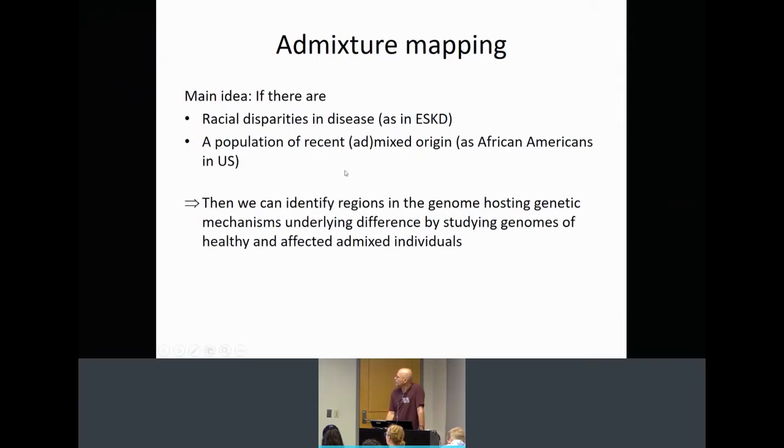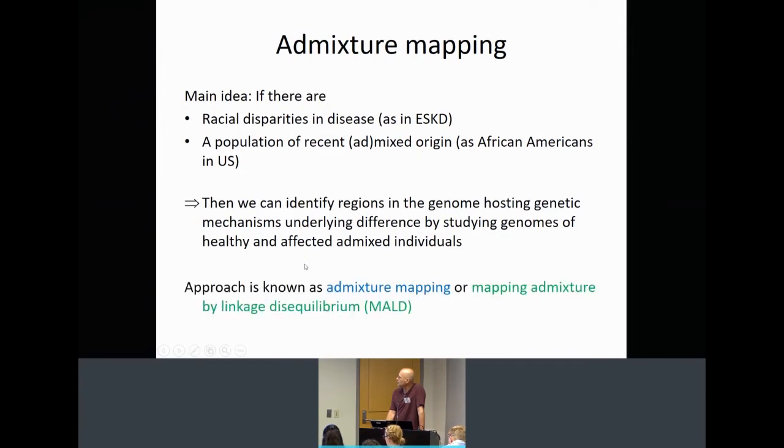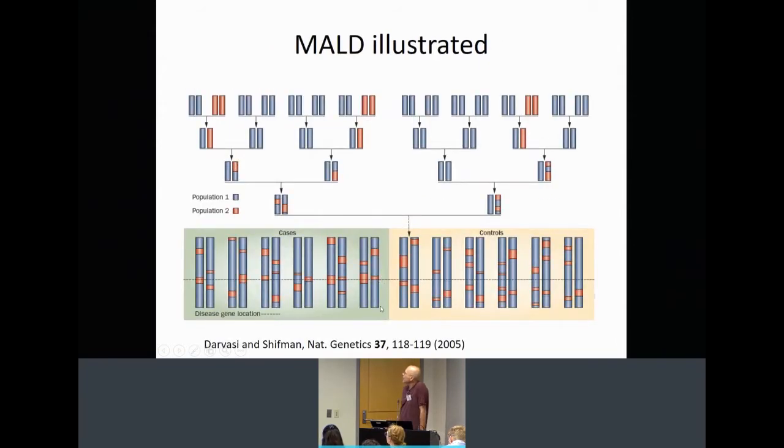And we can do that by studying the genomes of these admixed individuals, healthy and affected, and in fact we can do it by studying affected genomes only. So this is kind of cool. I'll show you some version of the admixture. This is called admixture mapping, or mapping admixture by linkage. So here's the idea. We have a guest appearance by David Schiffman, who's not here anymore.